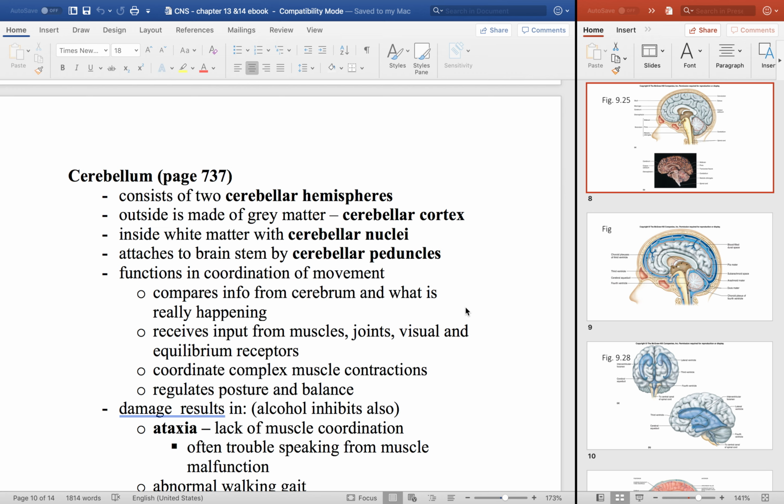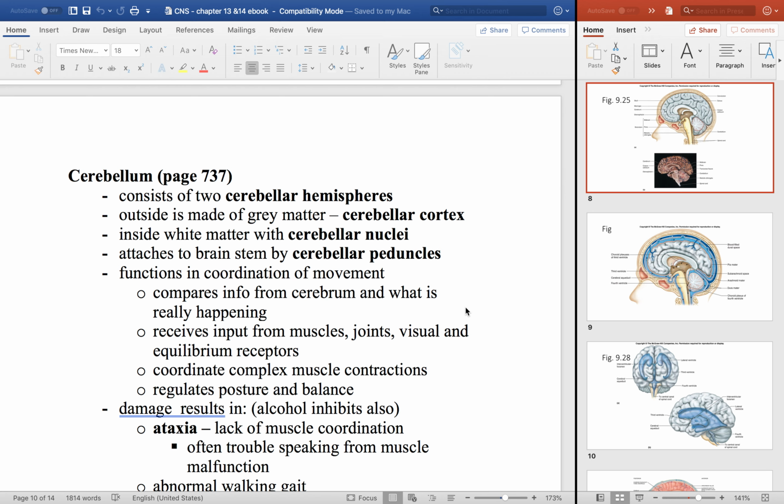Now, what does it actually do? Okay, it actually functions in coordination. It takes what it knows of where we are in time and space and coordinates it with what the cerebrum is telling it. So it compares information from the cerebrum to what is really happening as it's getting messages from the muscles, the joints, the visual, and equilibrium receptors. The visual are what we see in our eyes, and the auditory or the equilibrium receptors are in our ears. And it compares all that information with what the cerebrum wants to accomplish.